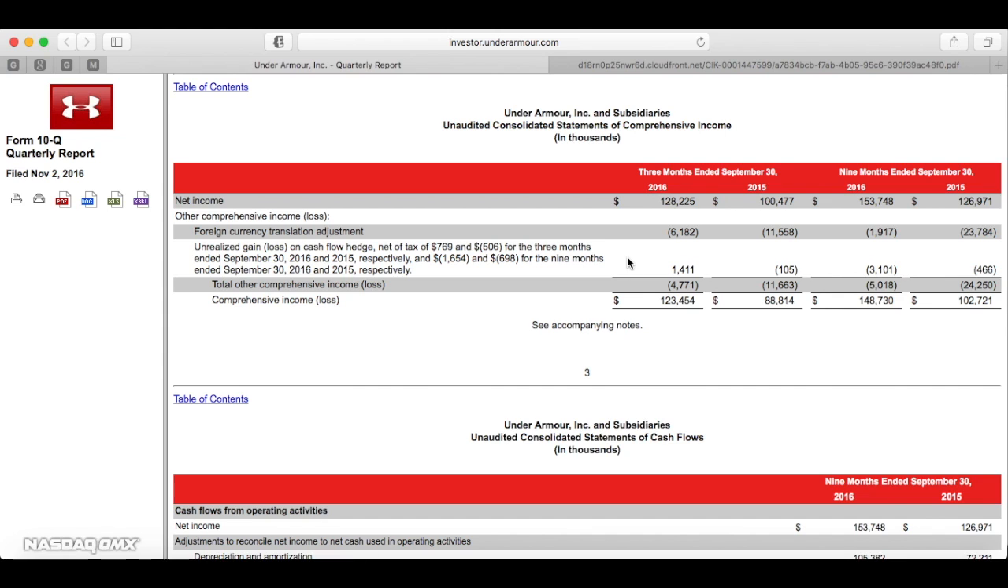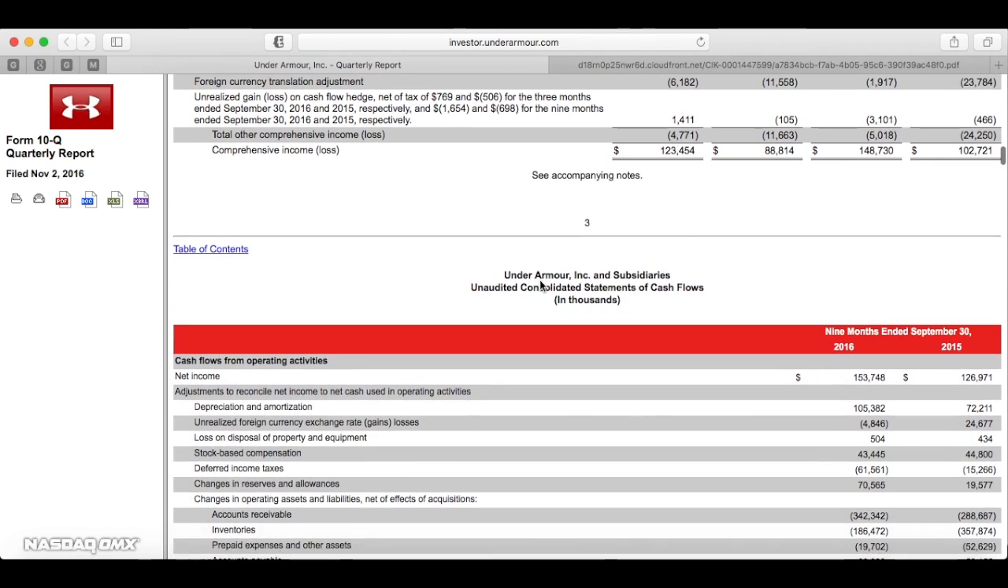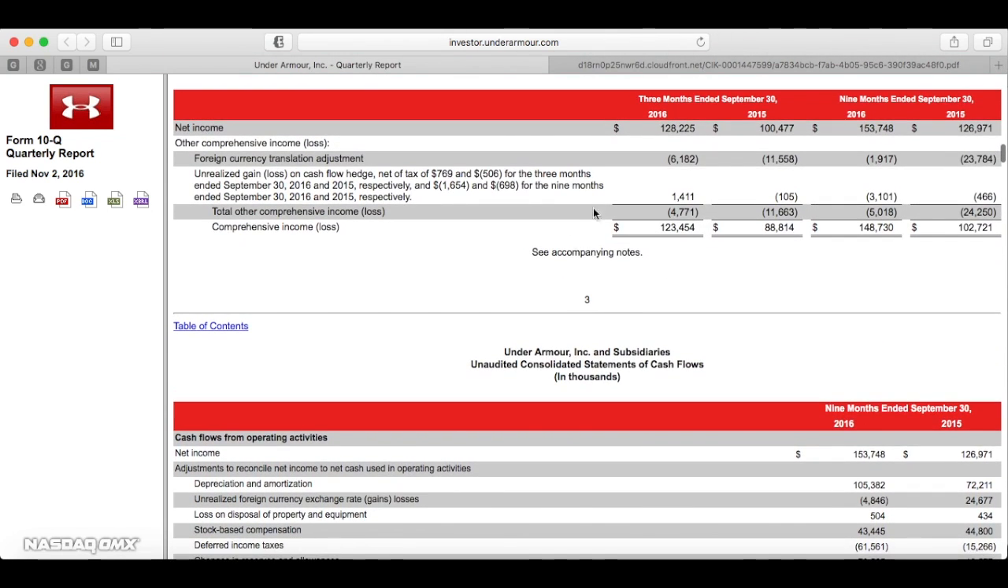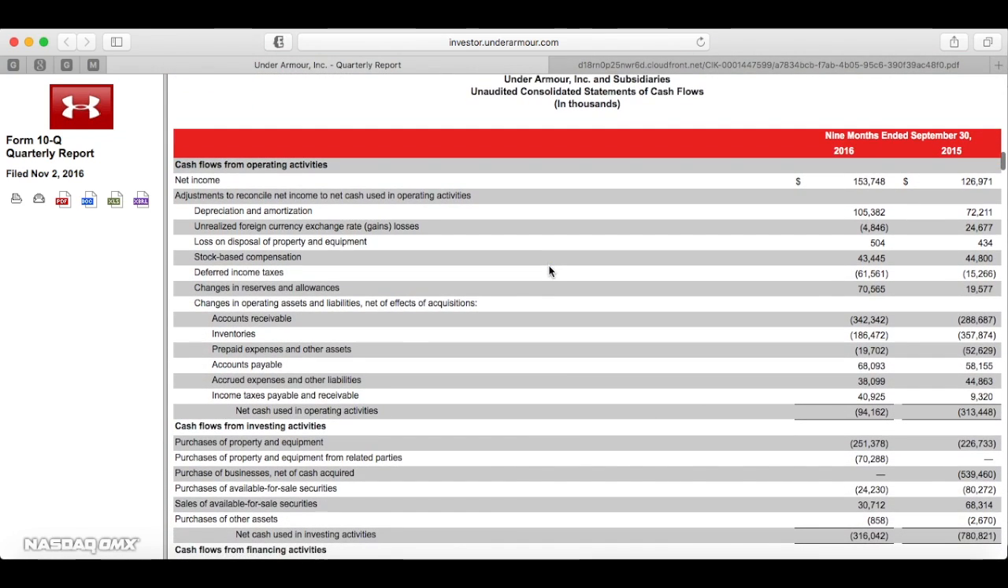I don't typically worry about it as a buy and hold investor, but it's something you do want to be aware of in certain scenarios.